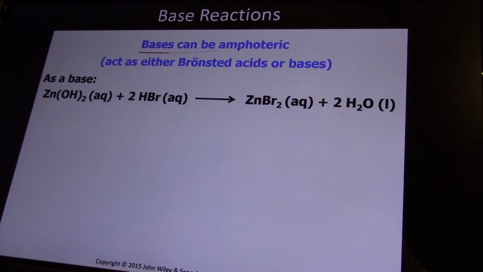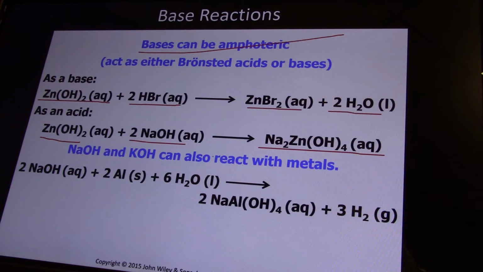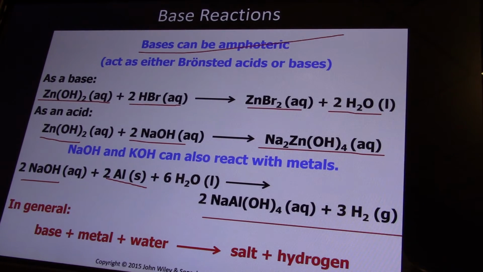All right, bases can be amphoteric, like we said. Earlier we saw water act as both an acid and a base. Here, zinc hydroxide can act as a base when it reacts with hydrobromic acid to neutralize it into a salt and water, or it can act as an acid to form this complex compound. Sodium hydroxide and potassium hydroxide can also react with metals like aluminum to form this compound. That's pretty much how Drano works, the powdered stuff. It's these solid bases with little aluminum chips, and this reaction produces a lot of heat.